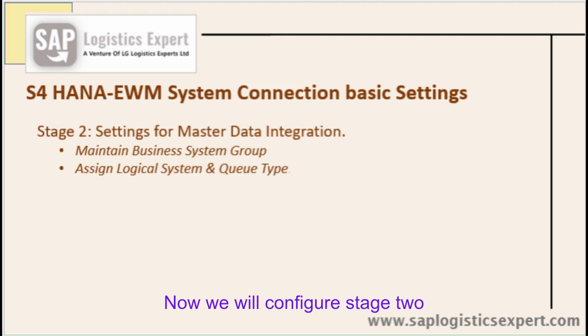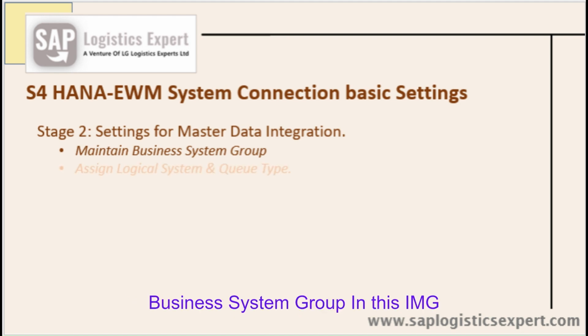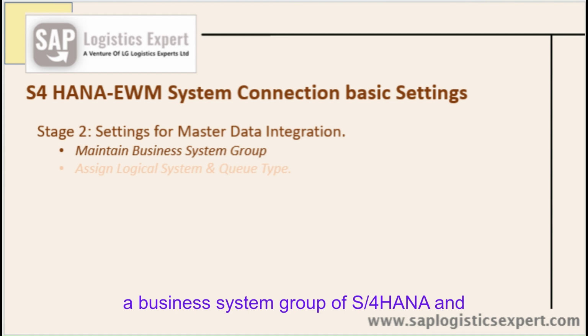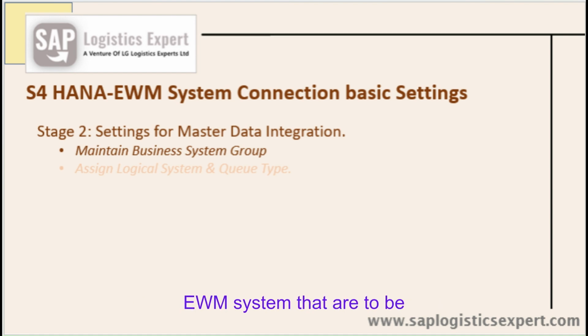Configure Stage 2, Settings for Master Data Integration. We will maintain Business System Group, assign Logical System and Queue Type in this configuration. Business System Group. In this IMG activity, we determine the assignment to a Business System Group of S/4HANA and EWM system that are to be connected.